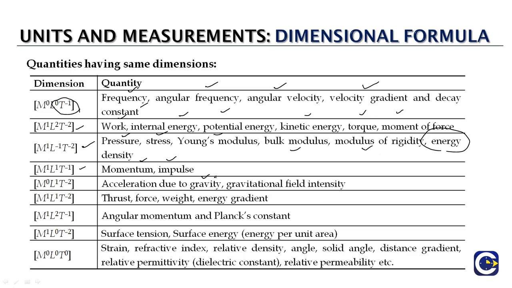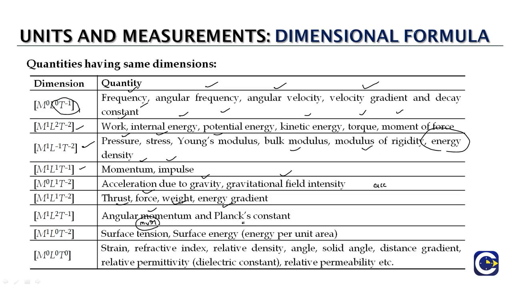Then acceleration due to gravity, which is nothing but acceleration, as well as the gravitational field intensity, they both will have the same dimension of LT^-2, which is nothing but the dimensions of normal acceleration. We have force, thrust, weight, and energy gradient, all of them will have the same dimensions of MLT^-2. Angular momentum, as we saw already, is nothing but mvr, mass into velocity of the particle into radius of the circular path. This is the angular momentum formula for a particle going in a circular path.